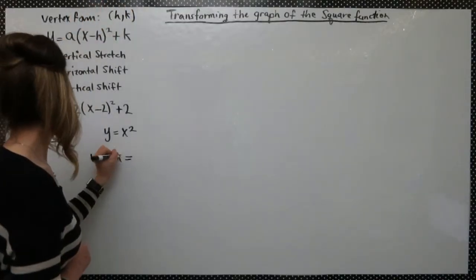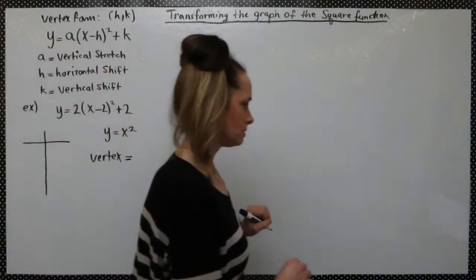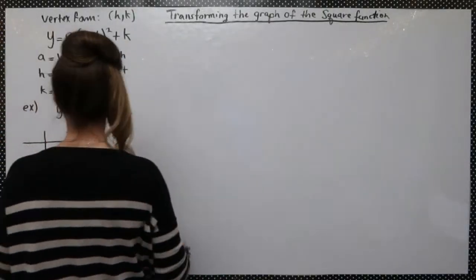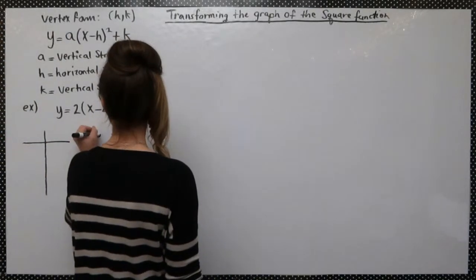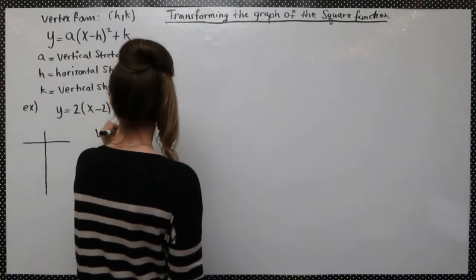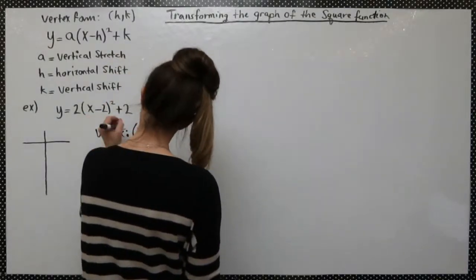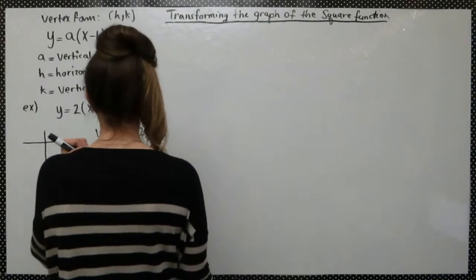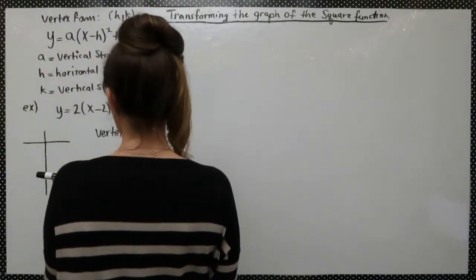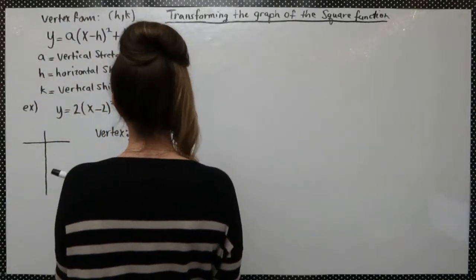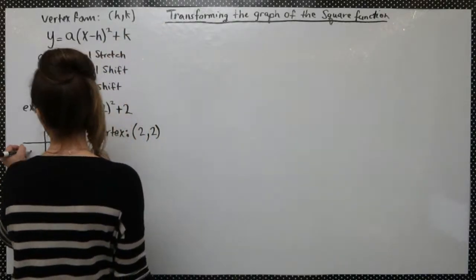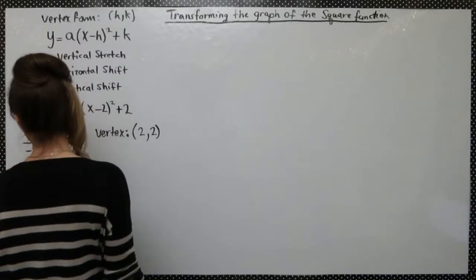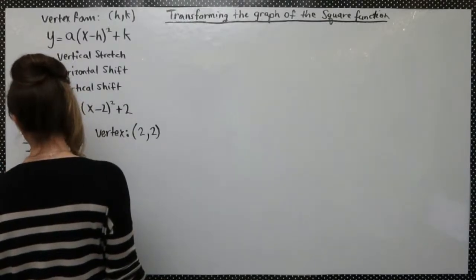So your vertex, hang on, let me. I want to figure out my vertex before I figure out where my domain is going to be. So the vertex is at positive 2, positive 2. So I need to pick values in my domain. We can still do -1, 0, 1, but we also have to do some more points in here. 1, 2, 3.